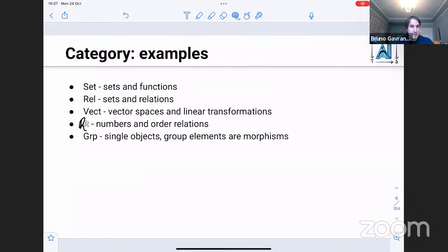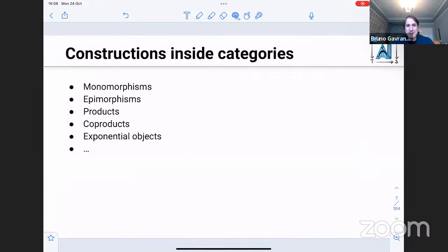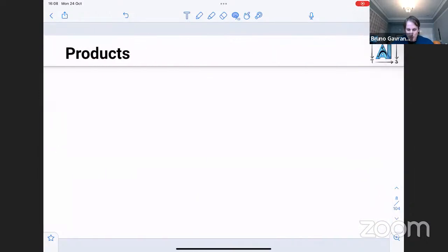And we mentioned the category Group, which we think of as a single object category, and this is really a group where morphisms are group elements. So when we defined these categories, we can study many kinds of constructions inside these categories. And I'm not going to go through them, but just to remind you, we talked about monomorphisms, epimorphisms, products, coproducts, exponential objects, and so on.